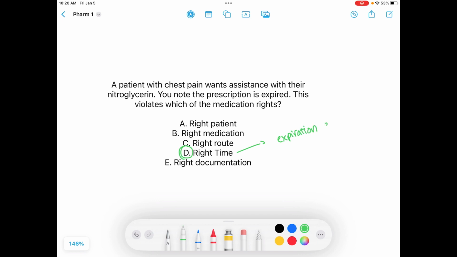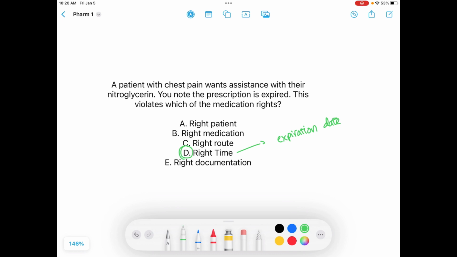And I will caveat this with, you look at a lot of resources and they'll tell you there's 5 medication rights, there's 8 medication rights, there's 13,000 medication rights. There's some basic ones you should be aware of, and you should be able to identify, like, okay, this is not really a parameter we care about. So right patient, if we're going to assist a patient with their own medication, it has to be their own medication. You'll see questions sometimes pop up where a patient has nitroglycerin, but it's their spouse's. Obviously, that's not the right patient. We can't assist them with that.